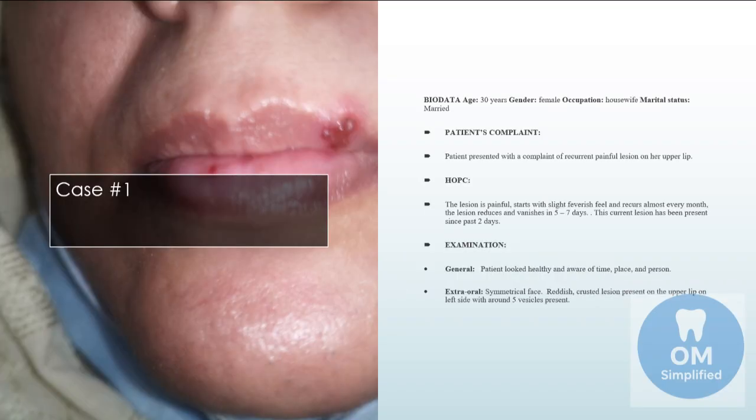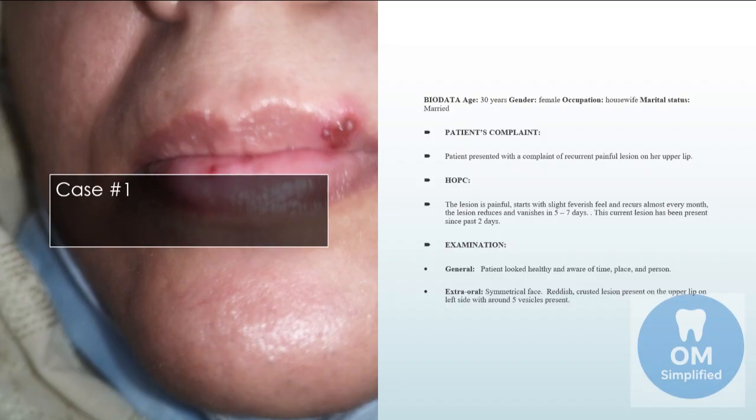So our first case is a 30-year-old female housewife, married, who presented with a recurrent painful lesion on her upper lip. The patient told us that before each episode she experienced a slight feverish feeling, then small fluid-filled lesions appeared on her lip actually. She also reported that these lesions recur almost every month and they heal spontaneously within 5 to 7 days. Currently, the lesion had been present for 2 days.